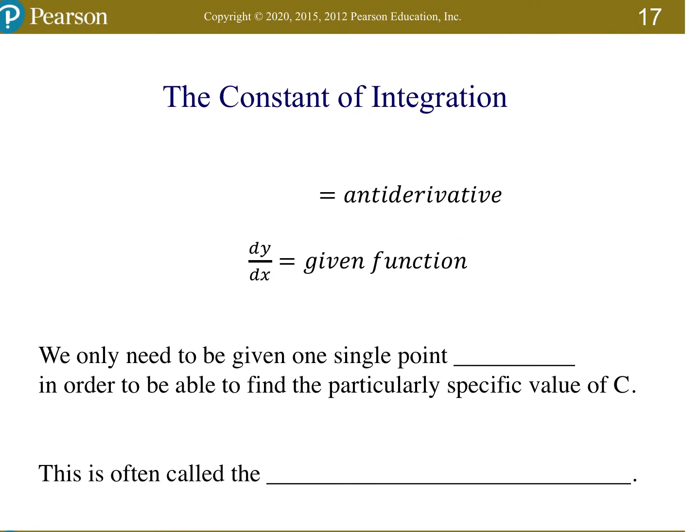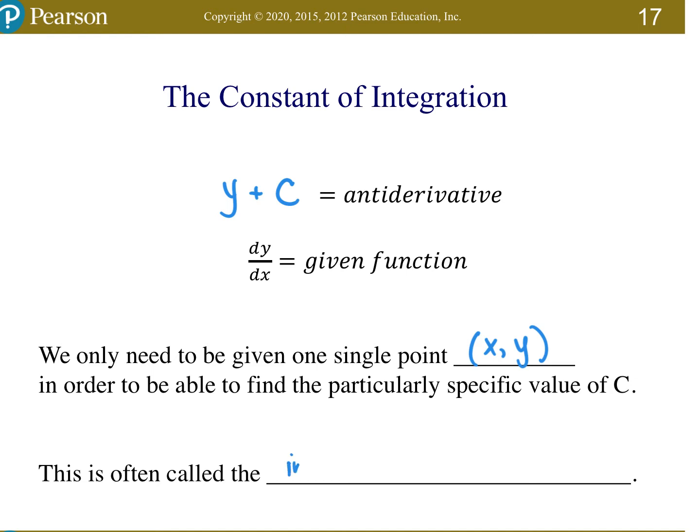And so, again, we've got our given function is dy dx. You're usually given the derivative. The antiderivative then is your y plus that constant c. So we only need one single point, okay? And that point would be an x, comma, and a y. So one x, y point to be able to find the particular value of c. Rather than keep it general, we can find a specific value.